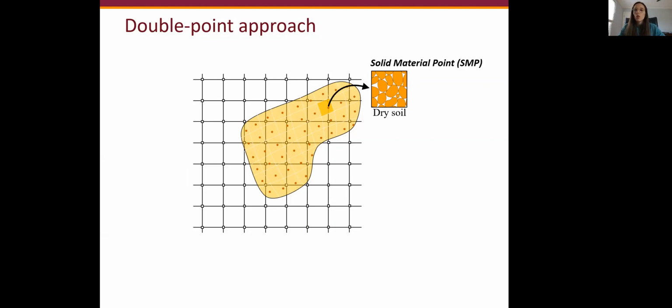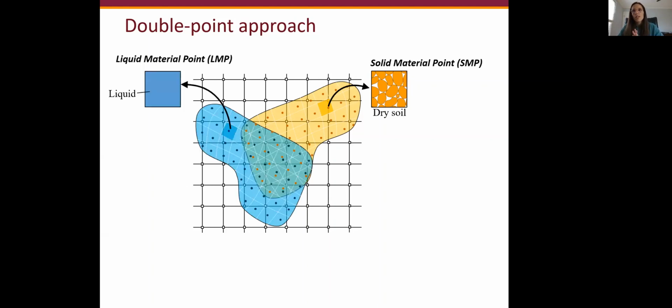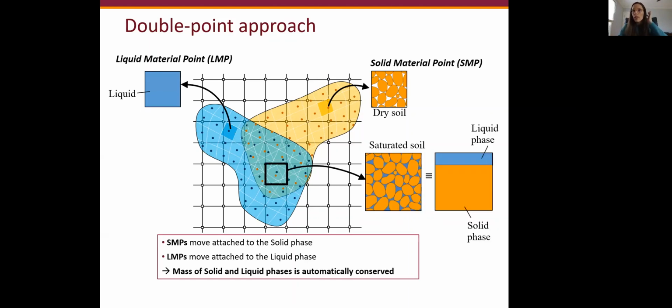The second MPM approach to account for hydromechanical interactions is the double point approach, where we use two sets of material points. One set represents just the solid phase of the problem, and the second set represents the liquid phase. In the liquid, we can have free water or pore water, and for the solid phase, we can have just dry soil, or soil that is part of the saturated soil. So the saturated media is accounted for at the element level when the two continua, or the two particles, share the same cell. It's important to identify that the two phases here are represented individually by the two sets of material points.